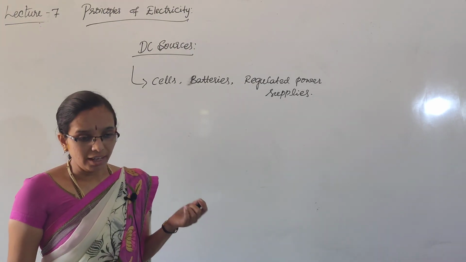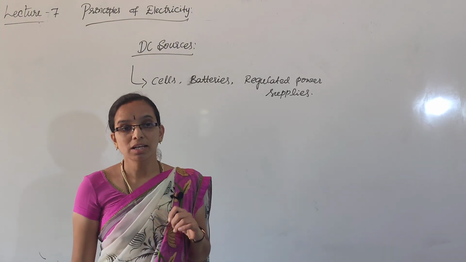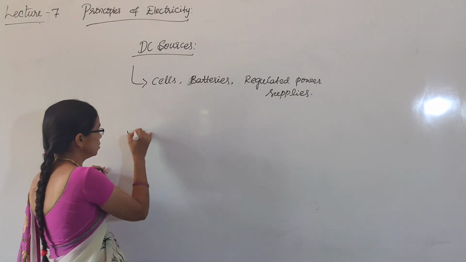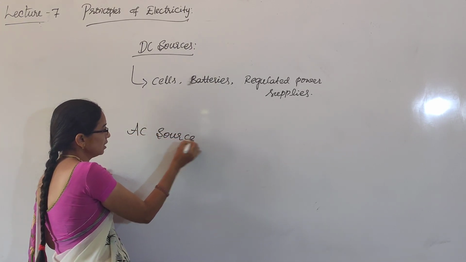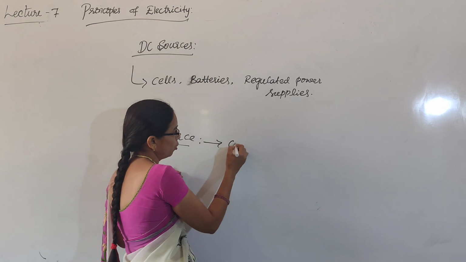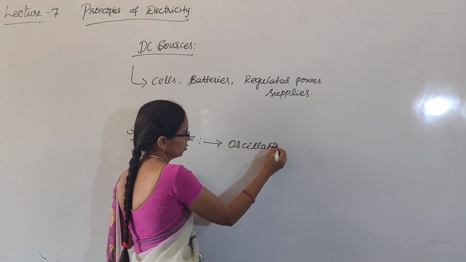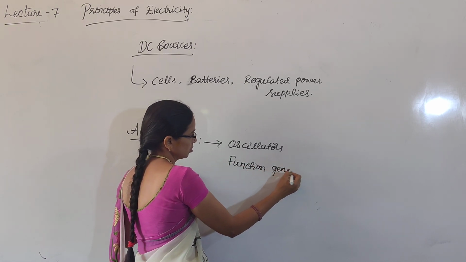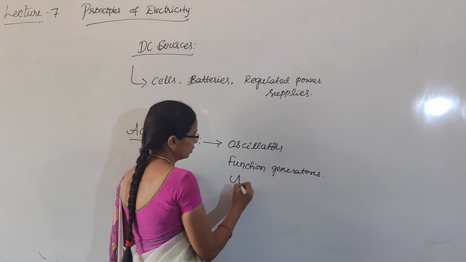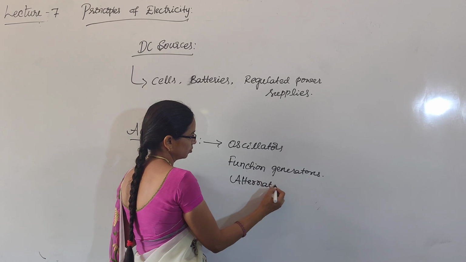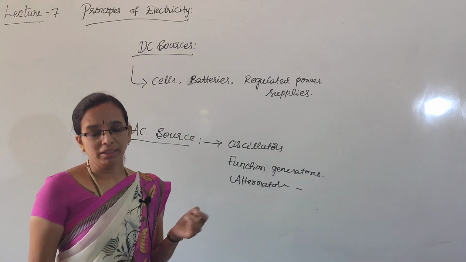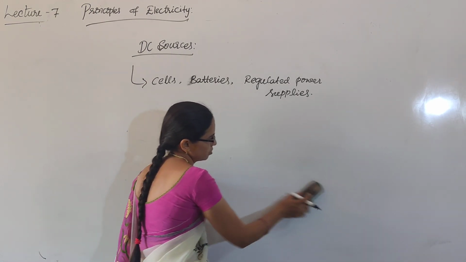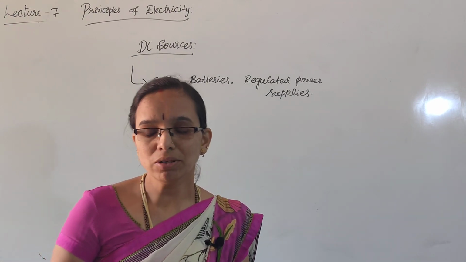something like that. Like DC sources, we even have AC sources. AC sources supply AC voltage or AC current. Some AC sources are oscillators, function generators, alternators, something like that. But in our syllabus, we are going to concentrate more on DC sources, not on AC sources. Just for your knowledge, I have told you about AC sources.